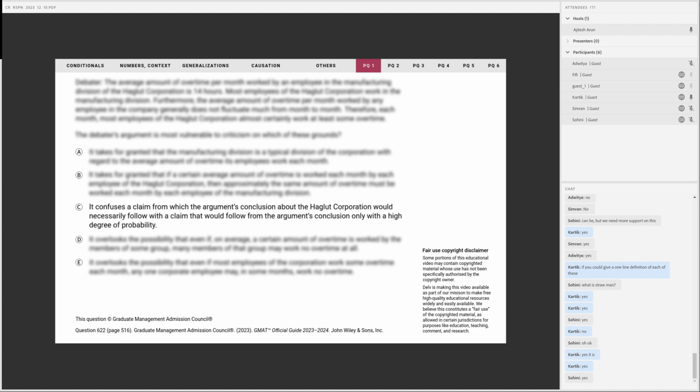Karthik, in case you're saying something and not audible, you may have to check your microphone. If you click the drop down on the microphone icon, you may be able to select a different microphone.